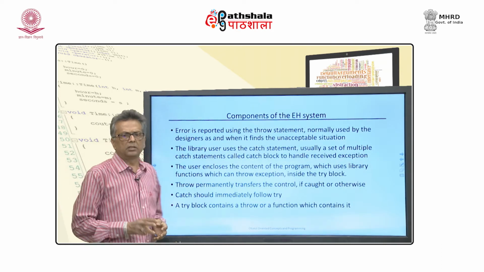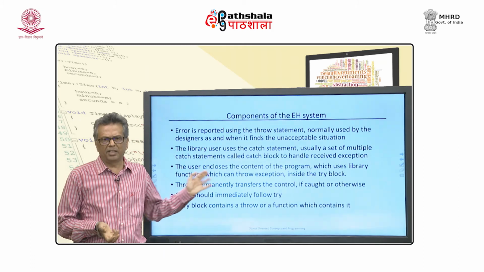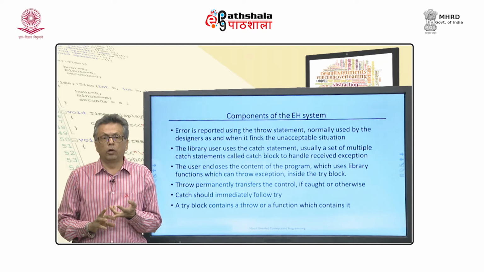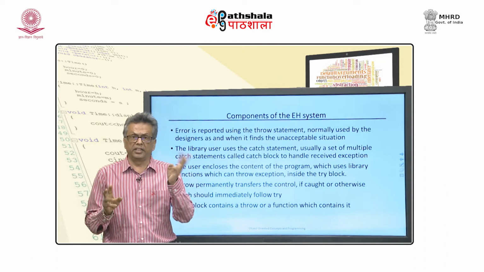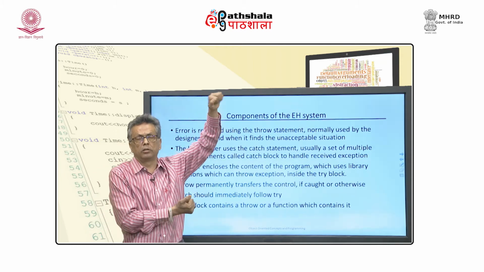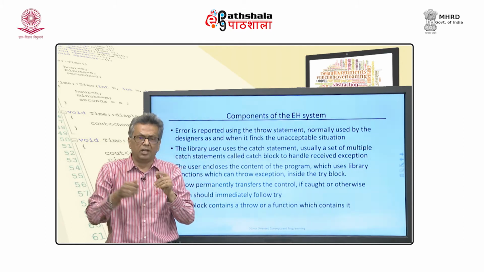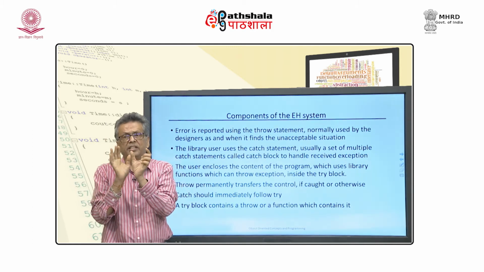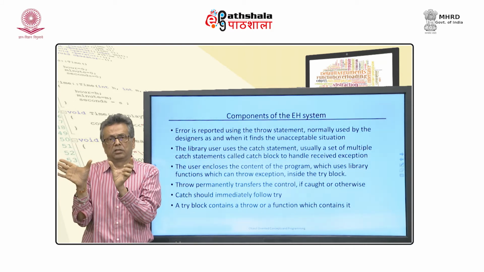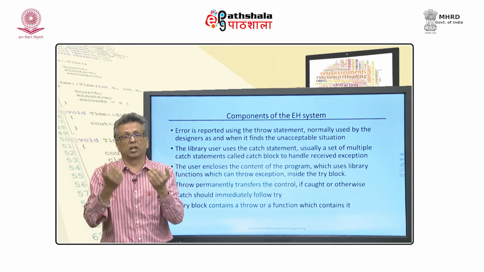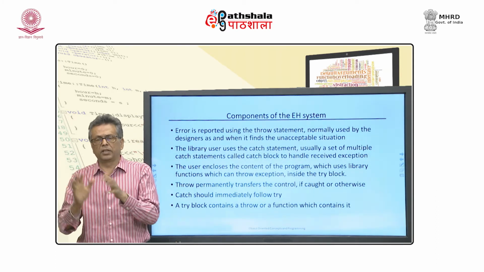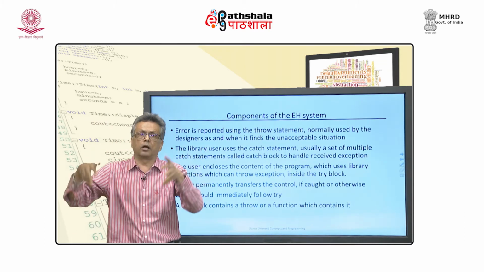There are three components in an exception handling system, either in C++ or any other language. In most languages the structure is the same. Throwing an exception generally happens with the designer. Whenever the designer is writing a function and finds something inappropriate, he will just say throw and provide an object with it, and that object is received at the other end. The user receives that object, looks at its value and decides what to do. Normally objects are thrown, and there are some standard objects also available.